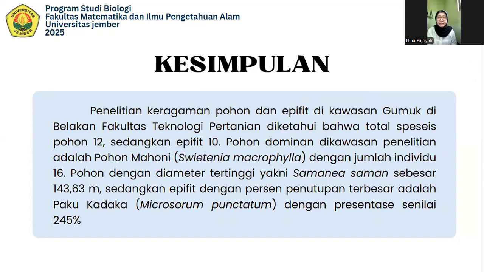The study on the diversity of trees and epiphytes in the Gumuk area behind the Faculty of Agricultural Technology revealed a total of 12 tree species and 10 epiphyte species. The dominant tree species in the research area was mahogany, Swietenia macrophylla, with 16 individual trees. The tree with the largest diameter was Samanea saman, measuring 143.63 centimeters. The epiphyte with the highest percentage of coverage was Microsorum punctatum or Pacucadaca with a coverage percentage of 245%.